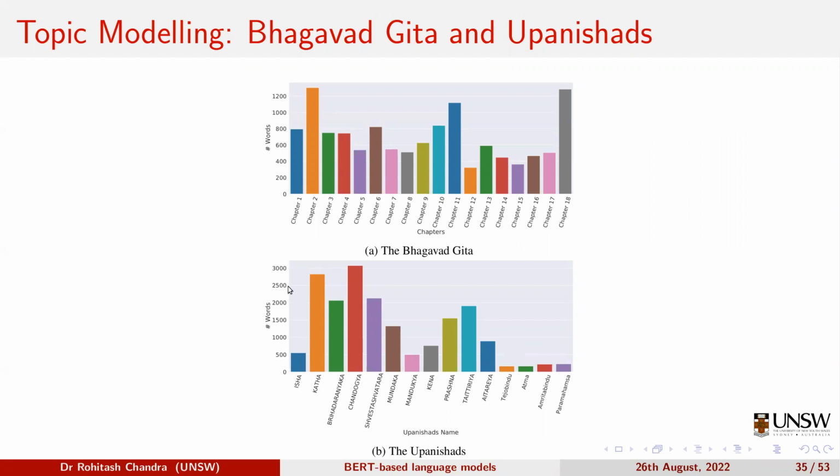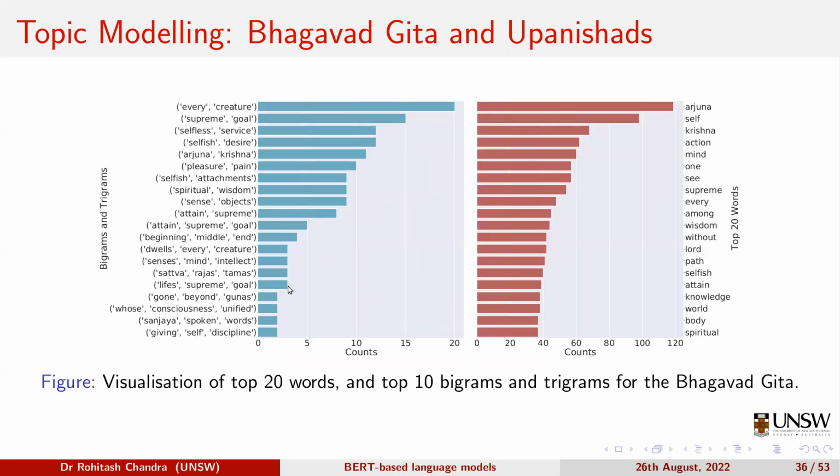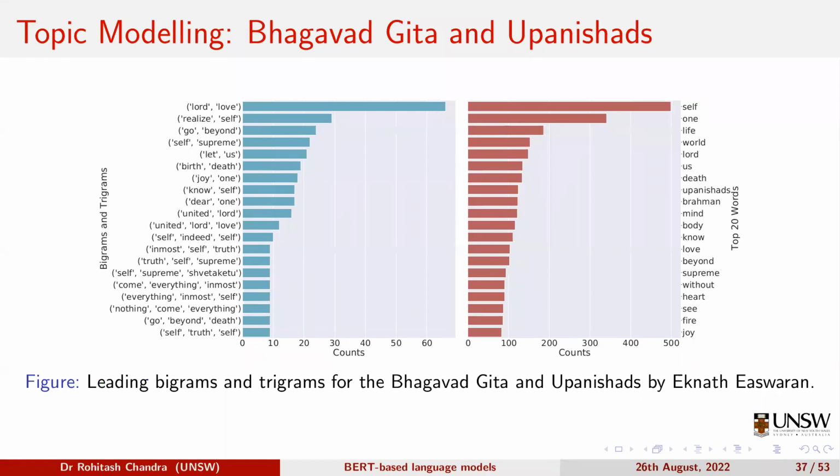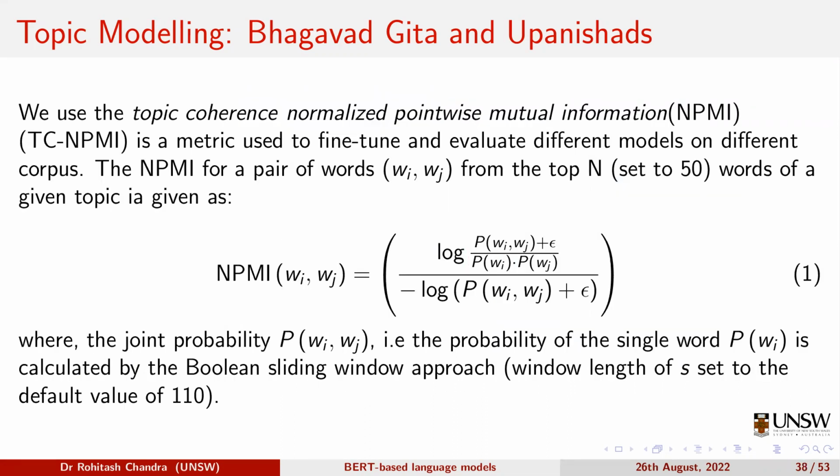And then on top is the Bhagavad Gita: the top bigrams and trigrams of the two texts, the Upanishads and the Bhagavad Gita, by the same author. So we do not have a translation bias because Eknath Easwaran translated both the Upanishads and the Bhagavad Gita. If we had two different authors translating them, then there could be a translation bias. So we need to compare and measure the topic coherence, how well the topics are portrayed.